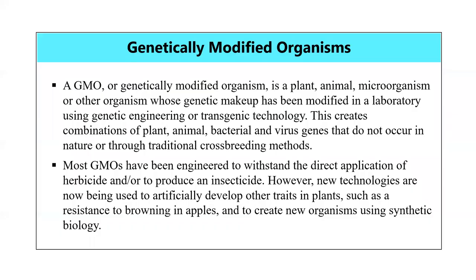So a GMO is a plant, animal, microorganism, or other organism whose genetic makeup has been modified in a laboratory using genetic engineering or transgenic technology. It creates combinations of plant, animal, bacteria, and virus genes that do not occur in nature through traditional crossbreeding methods. We crossbreed because we want to achieve desirable traits, meaning traits which we want to be expressed by a certain organism.